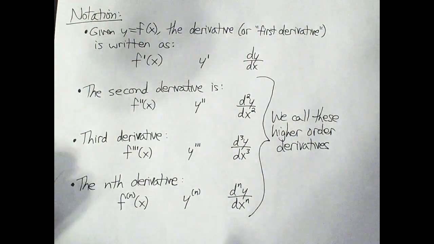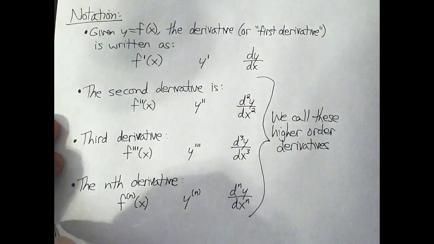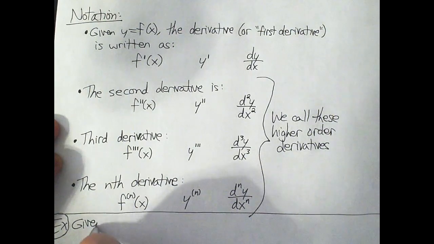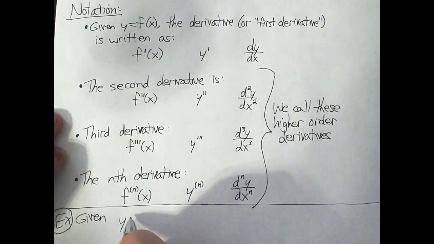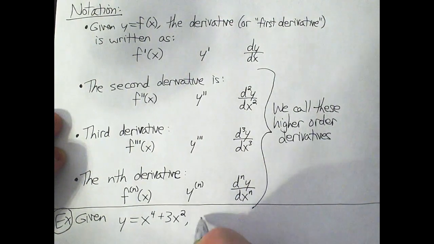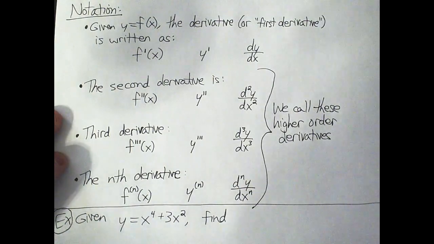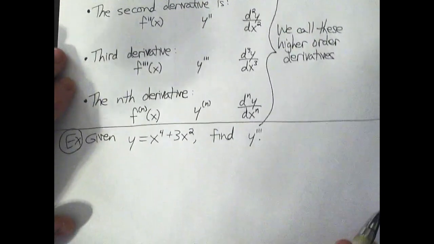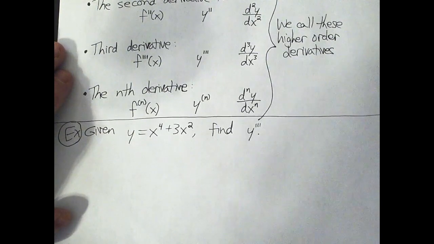Here, I'll give you a little problem to try. Given y equals x to the 4th plus 3x squared, I'm going to ask you to find y triple prime. So I'd like you to pause the video, take a minute, and see if you can do that.